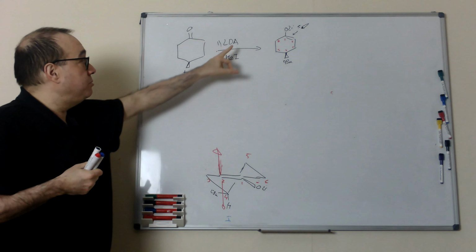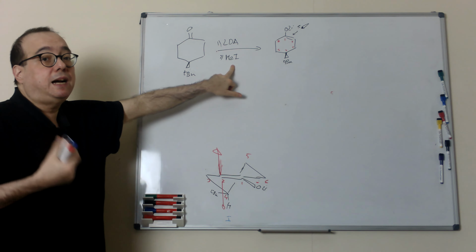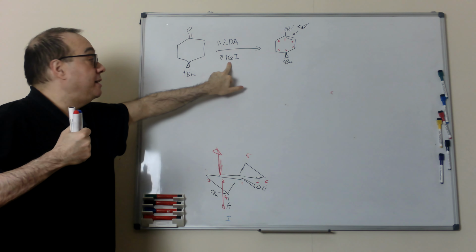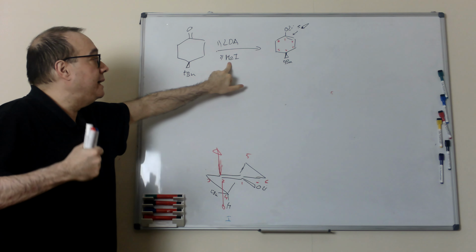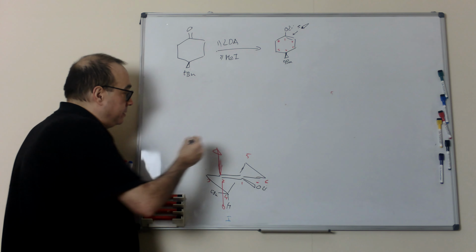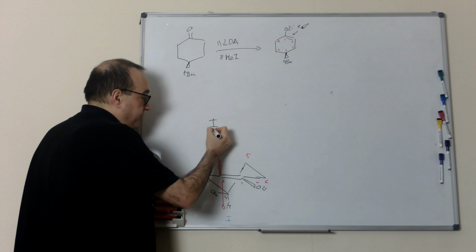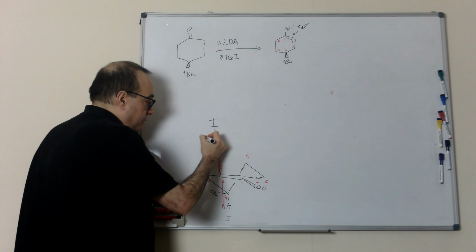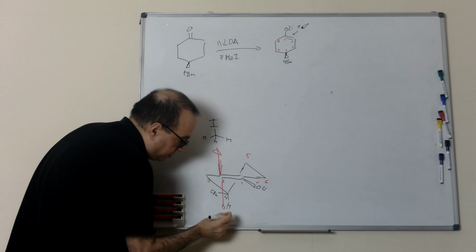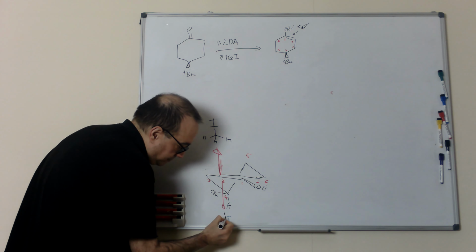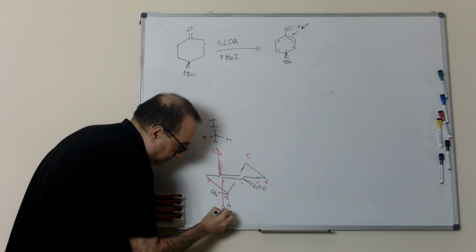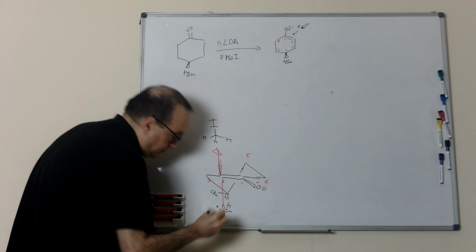And remember that because it's an enolate that is attacking an alkyl halide, the reaction that is happening is an SN2. Okay? If you remember, the SN2 is with inversion of configuration. That means that the approach has to be like this in both cases. Okay?